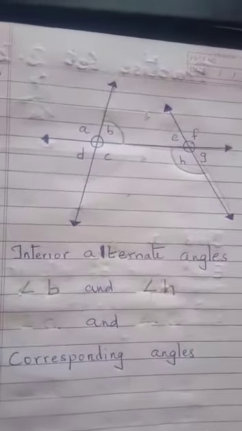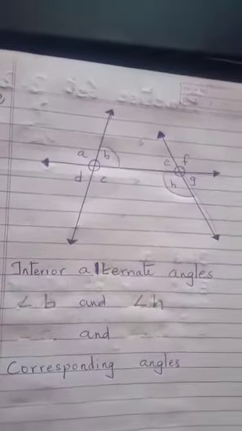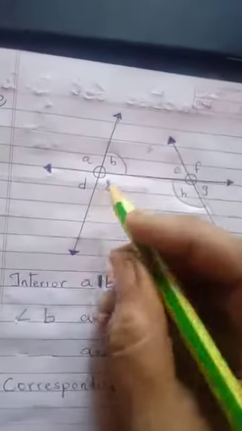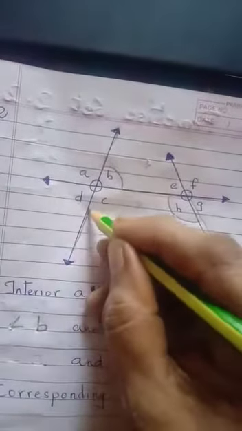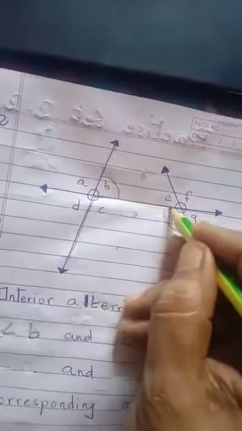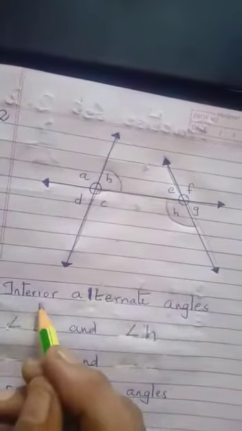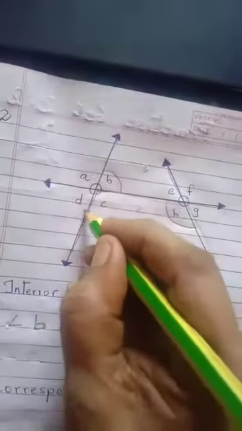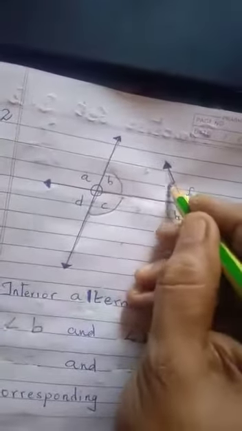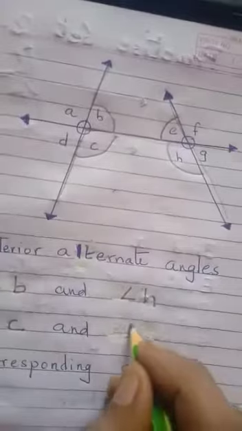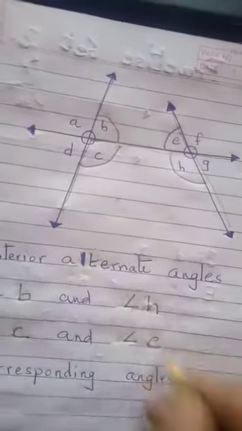Now with the second pair of alternate angles, again I'm drawing the Z, and the angles at the vertex of Z are angle C and angle E. So you have angle C and angle E.